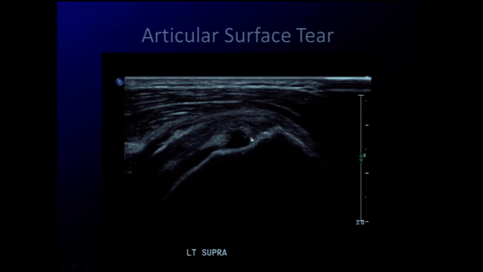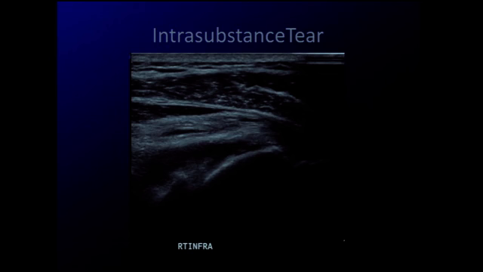Now, when the tear is on the other side, it is called an articular surface tear. So here we see a hypoechoic or anechoic defect in the tendon that does not extend all the way through. In this case, the bony irregularity is minimal. This is an articular surface tear involving the rotator cuff. Now, sometimes the tear is within the substance of the tendon, and that can be called an intrasubstance tear. And here we see these linear hypo to anechoic defects within the tendon extending throughout the substance of the infraspinatus tendon in this case.